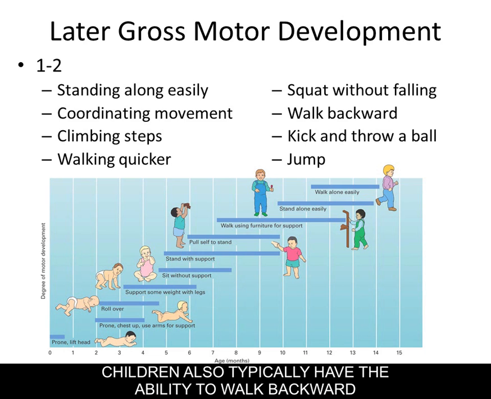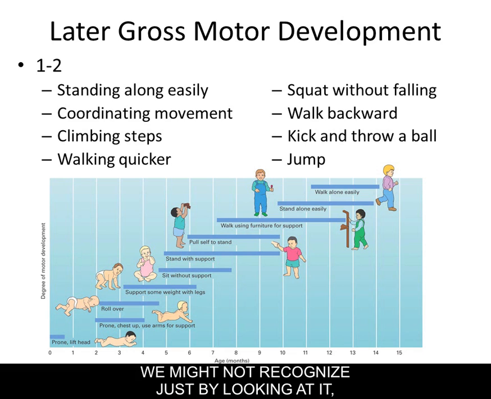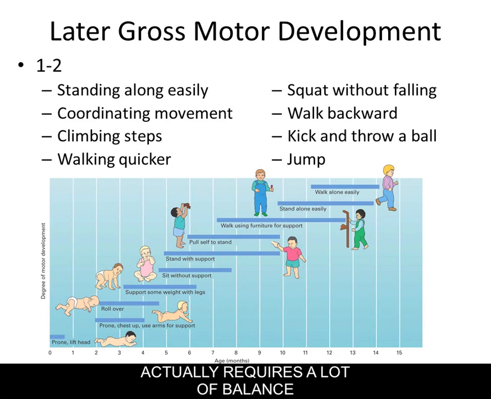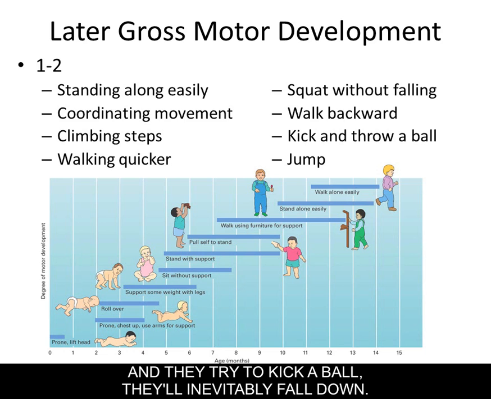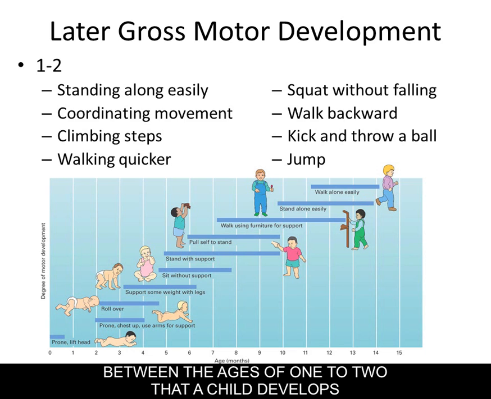Children also typically have the ability to walk backward, and they start to master the ability to kick and throw a ball. Now, once again, just like walking, we might not recognize just by looking at it the intricacy to this, but kicking and throwing a ball actually requires a lot of balance and a lot of muscle coordination. Because if a child doesn't have that and they try to kick a ball, they'll inevitably fall down. So the ability to learn how to do this is another gross motor skill development between the ages of 1 to 2 that a child develops.